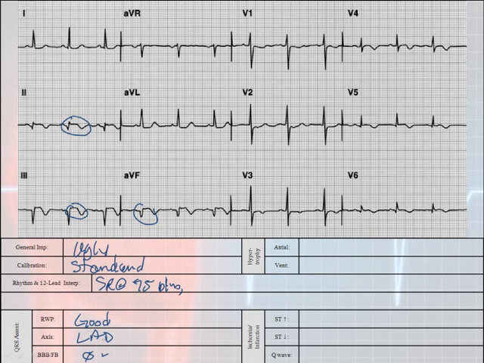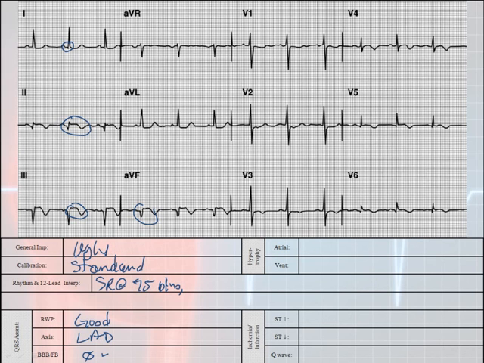So what is the other criteria for an anterior fascicular block? Well, I need to have a Q1 and an R3. So do I have a Q1, R3? I do have a Q1, and do I have an R3? Actually, this is a QR. So I do have a small Q wave in lead 1 and a small R wave in lead 3.